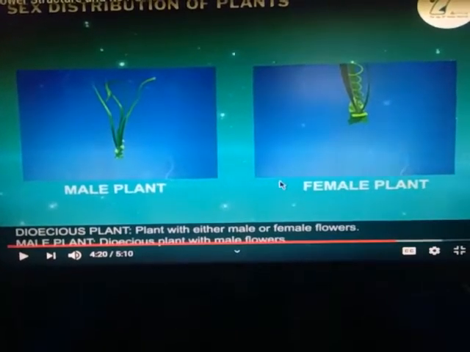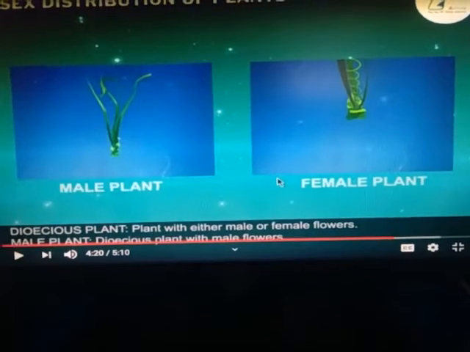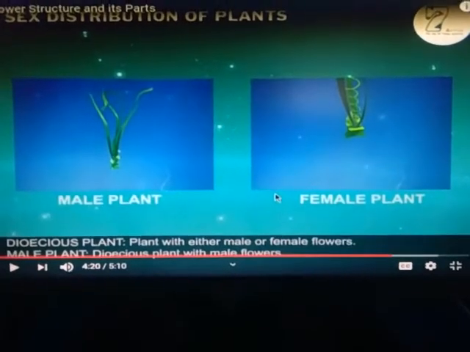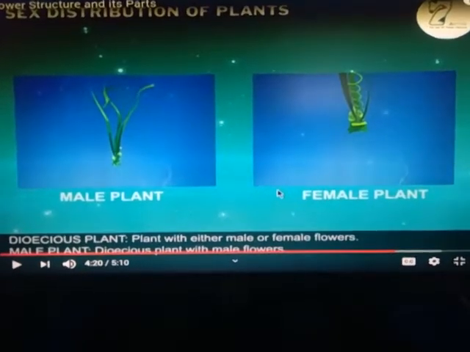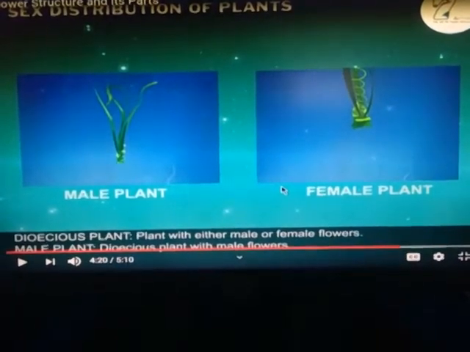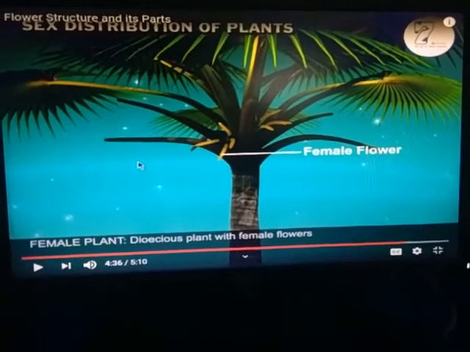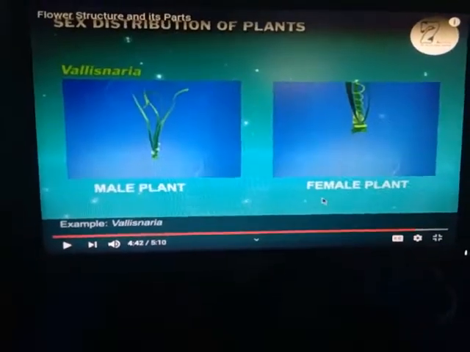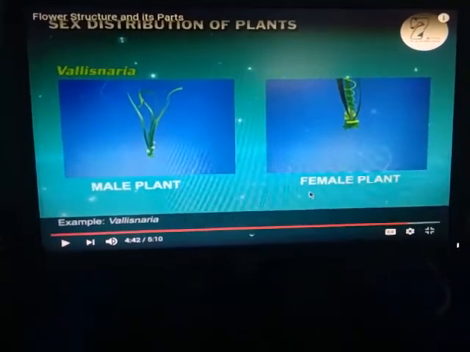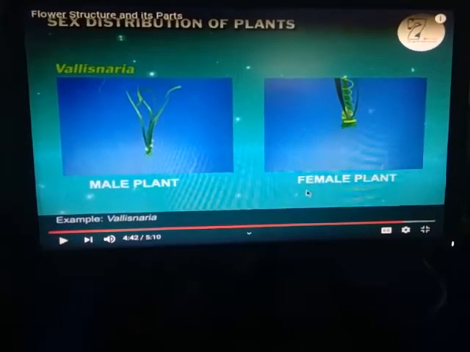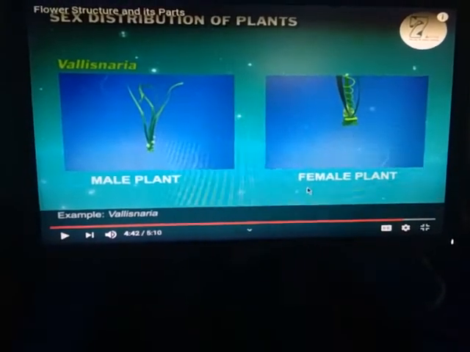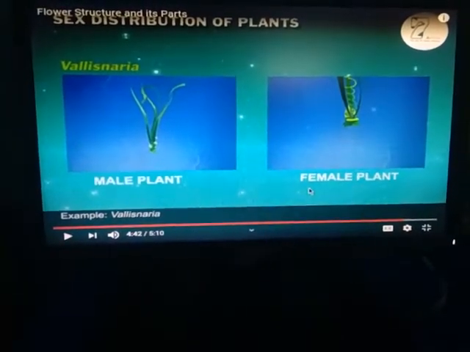Dioecious plant: a plant with either male or female flower is called a dioecious plant. Here we can watch that this is the male flower and the second one is the female flower. Male plant is a dioecious plant with male flower, and female plant is a dioecious plant with female flower. An example of a dioecious plant is Vallisneria, an aquatic plant, in which the male plant and female plant are separate.